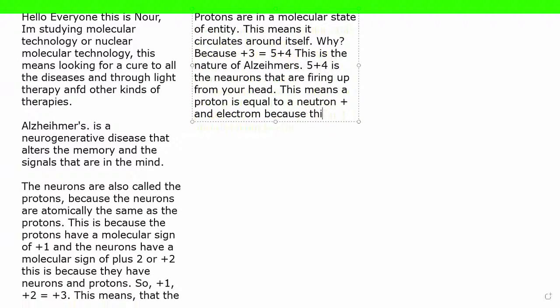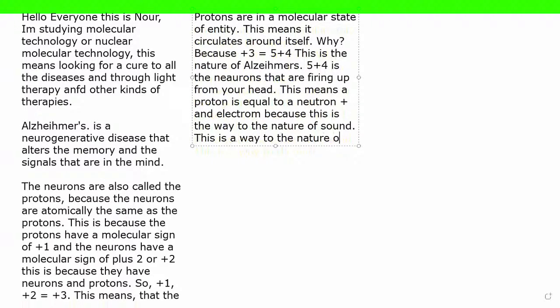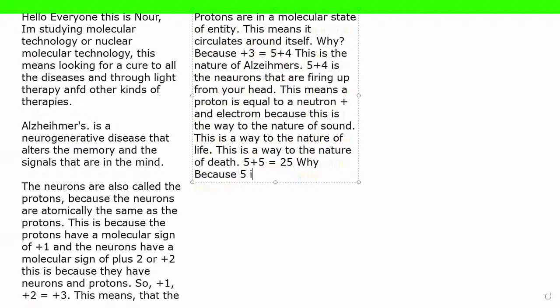Because, why? Because this is the way to the nature of sound. This is a way to the nature of life. This is a way to the nature of death. 5 plus 5 is equal to 25. Why? Because 5 is the protons plus neutrons plus electrons in the body.